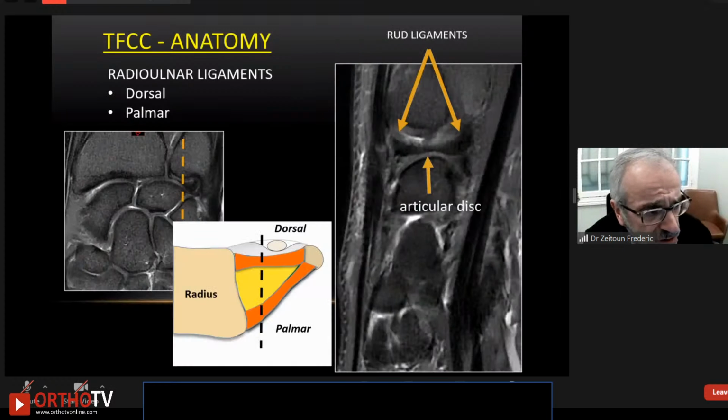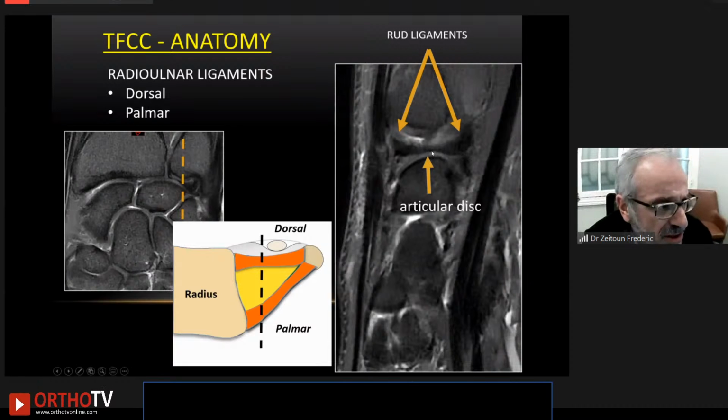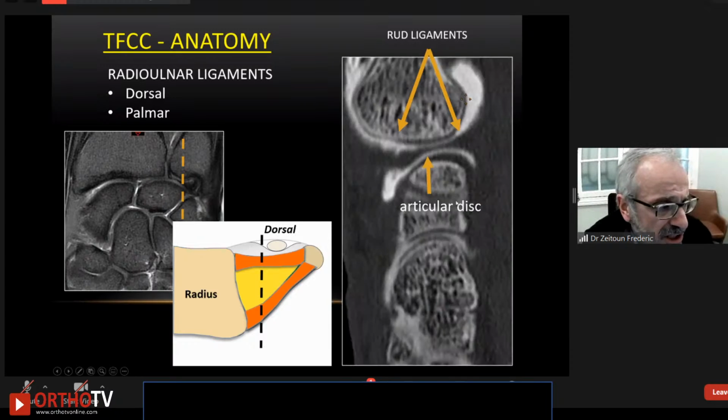On sagittal view, you can see the dorsal and the palmar radioulnar ligament. Here you have the dorsal ligament, and here the palmar ligament, and here the articular disc. So the dorsal and palmar ligaments are surrounding the articular disc. Here on MRI and here on CT arthrography, you can see the palmar and the dorsal radioulnar ligaments.